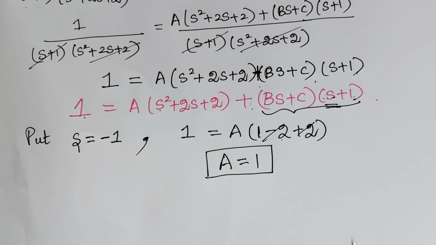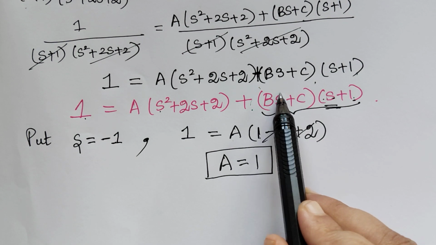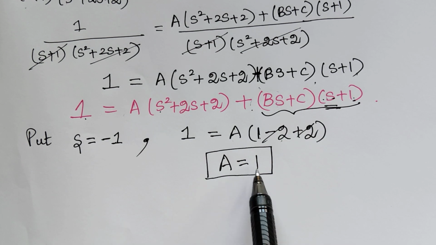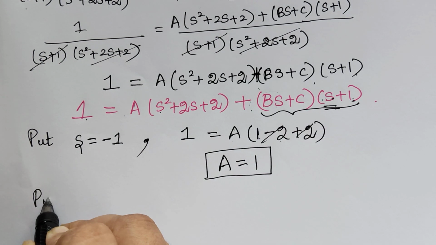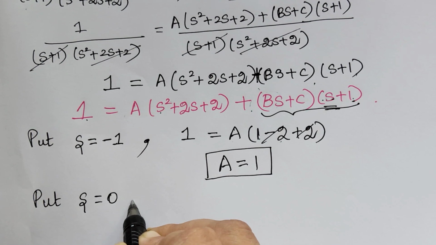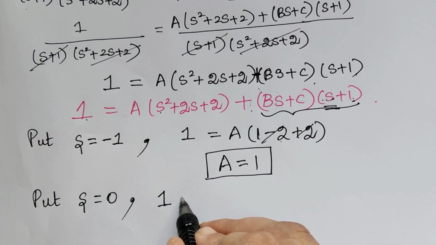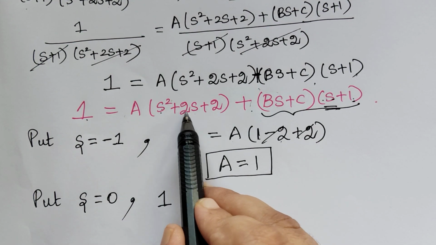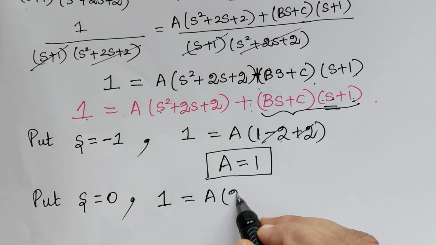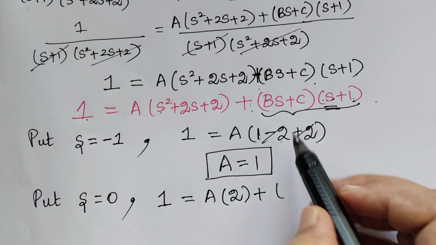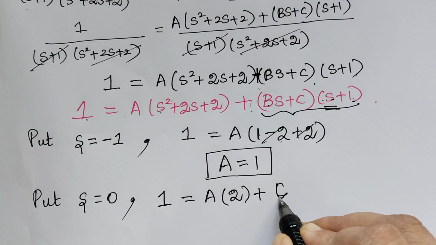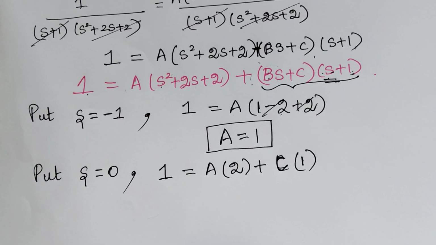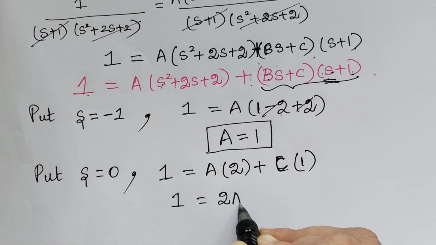Next we can put the value of s equal to 0, so that this will vanish, and C we can easily find because we already know the value of A is 1. So put s is equal to 0. On the right it is A multiplied with s squared, so this is 0; 2s, so this is also 0; so this constant 2 will come. Plus this Bs becomes 0, so you will have only C, and C is multiplied with 0 plus 1, which is 1. And so you get 1 is equal to 2A plus C.